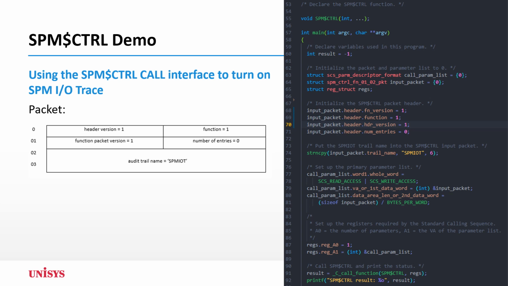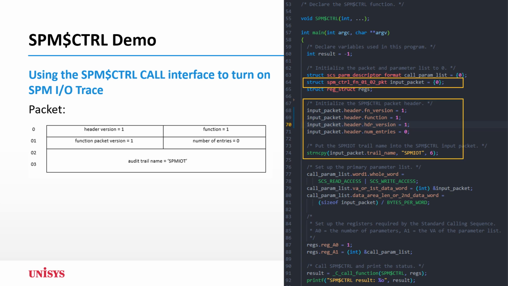Pictured is an example of how to use the SPM $control call interface, introduced in Release 20.0, to turn on SPM IO_Trace collection. Similar to the SLC key-in, customers can use the SPM $control interface to turn on any configured SPM trail. In this example, I used a UC program to turn on SPM IoT. In this program, I defined an SPM control function 0102 packet structure based on the packet displayed. I populated the packet and called the SPM $control interface using function 1.